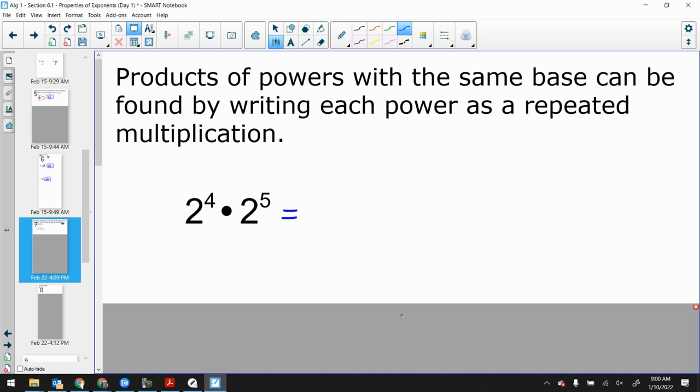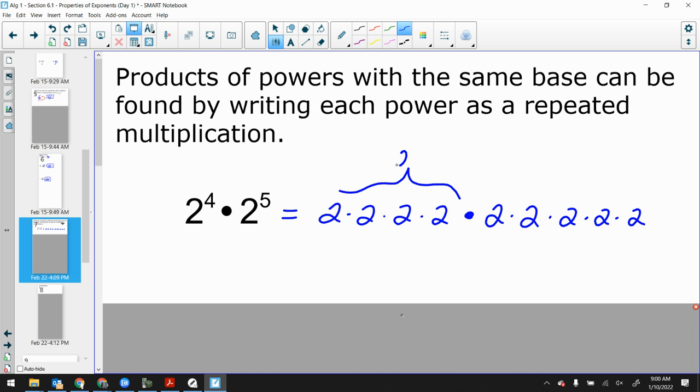I've got 2 to the 4th times 2 to the 5th. Here's 2 to the 4th. Isn't 2 to the 4th 2 repeatedly multiplied 4 times? Yes. Isn't 2 to the 5th, and then it's times 2 to the 5th. 2, 3, 4, 5. This was 2 to the 4th. This was 2 to the 5th. So what do you think 2 to the 9th is? Tommy?